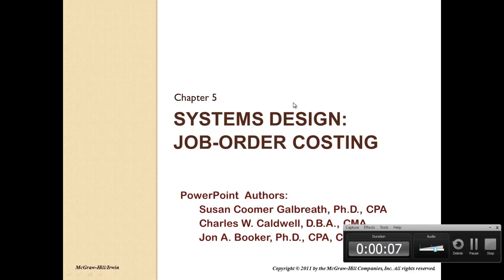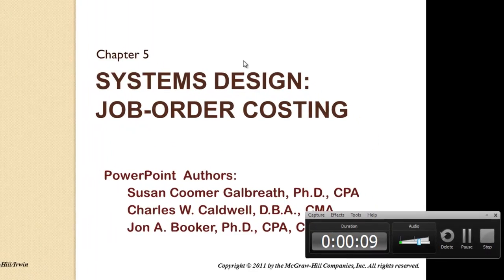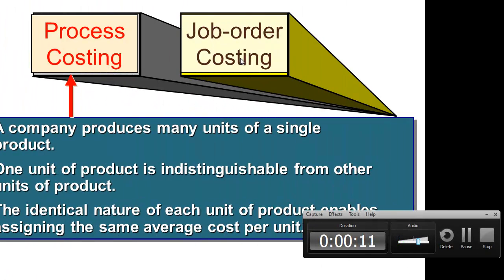This is an overview of chapter 5, System Designs, Job Order Costing. So managers need to assign cost to products to facilitate external reporting and internal reporting and decision making. This chapter illustrates the absorption costing approach, and this is also known as job order costing. So absorption costing and job order costing.